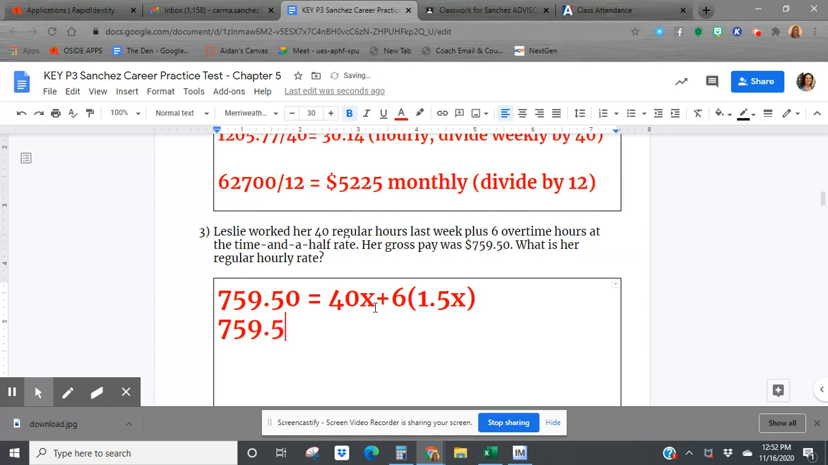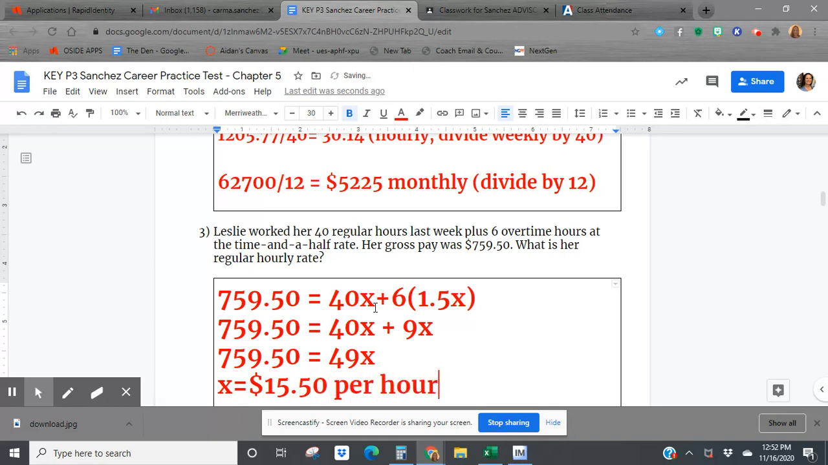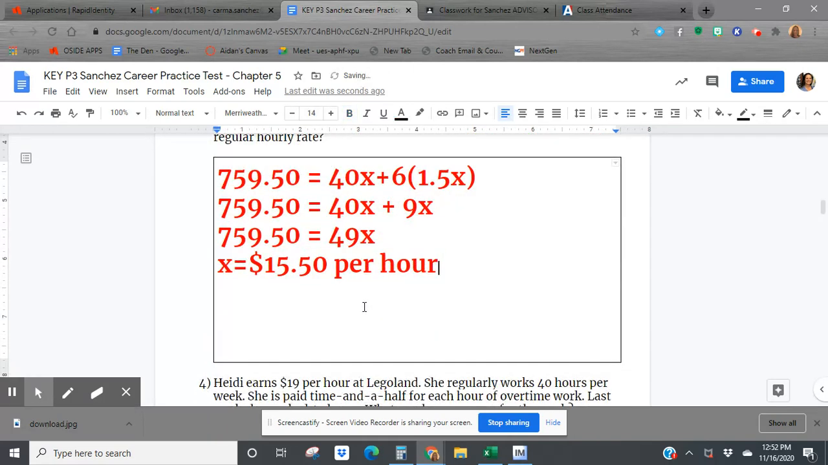So the $759.50 is equal to 40x plus, do that in a calculator, and you get 9x. So when we combine like terms on the next step, we get 49x total, divide both sides by 49, and we're getting x is equal to $15.50 per hour. And then just ask common sense wise, does that sound like a good hourly rate? And common sense wise, I think that's right.